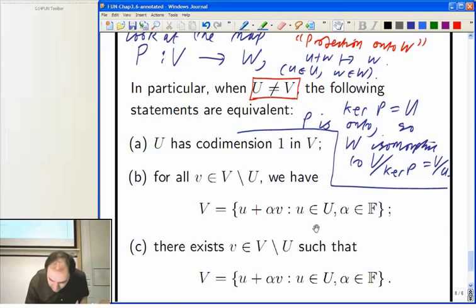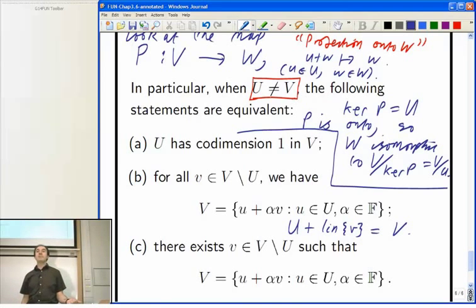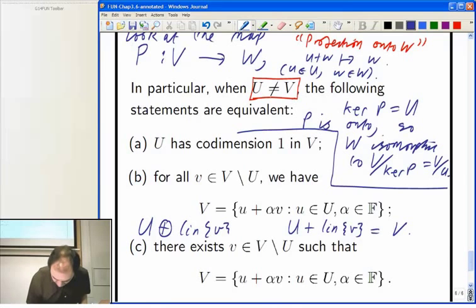This is U plus the linear span of V equals V. But notice that that's automatically a direct sum, because if V's not in U, then none of its multiples are either, apart from 0. So it's actually U direct sum lin V as well.